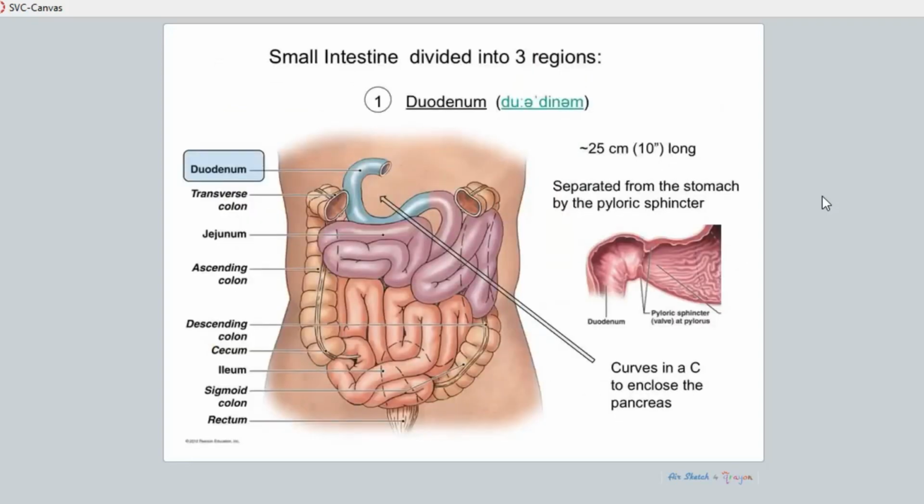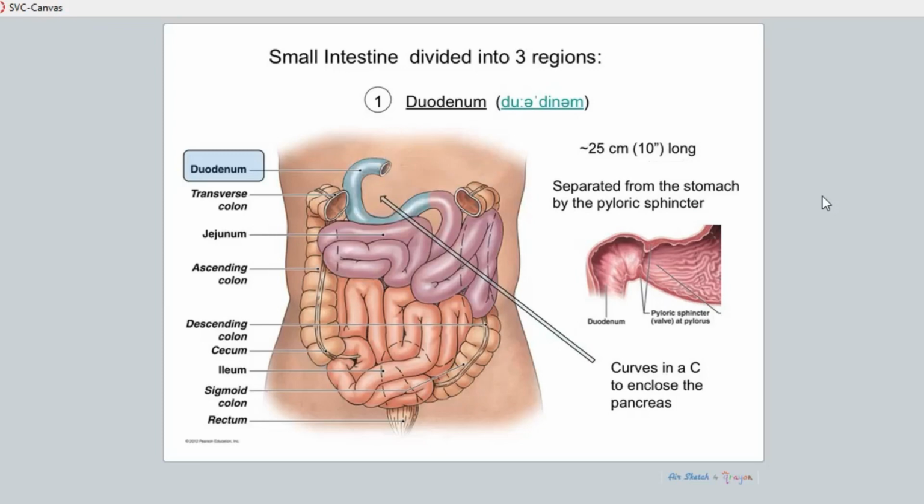So like I mentioned, the small intestine is divided into three regions. In the first region here, maybe I should draw this. This is where the stomach would be. The first region is called the duodenum. And this is the duodenum right here. It's the shortest part. It's only about 10 inches long. And it's shaped in a C. It has a C shape to it.